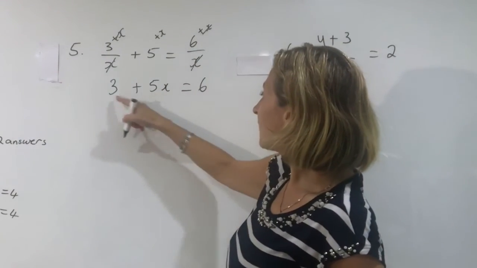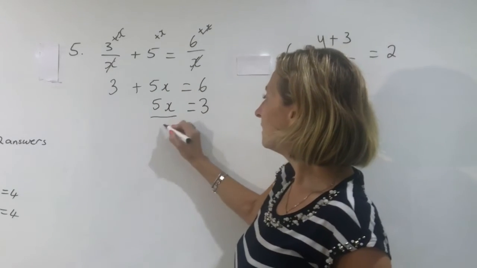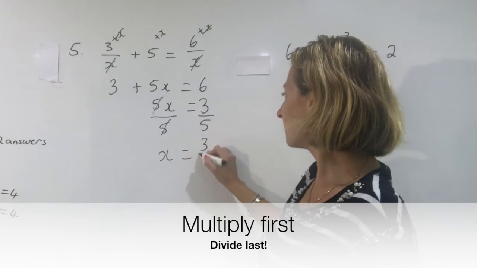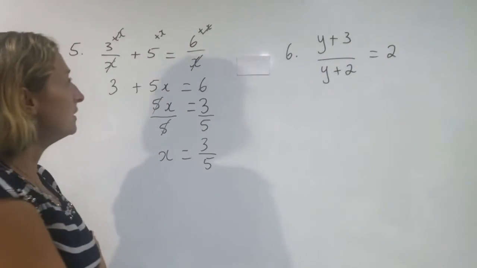Of course, I need to move the 3 to the other side. 6 take away 3 is 3. And then divide both sides by 5. And let's have a look at the last question.